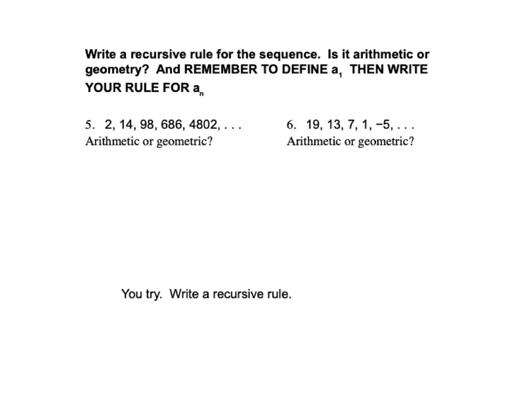Okay, now I want you to try these two, and when you have the rule written, don't forget to define what a sub 1 is for each of them, and then what your rule is for each one of them. So you have 2 things that you have to do with a recursive rule each time. And then just check in with me, and then I will let you move on.